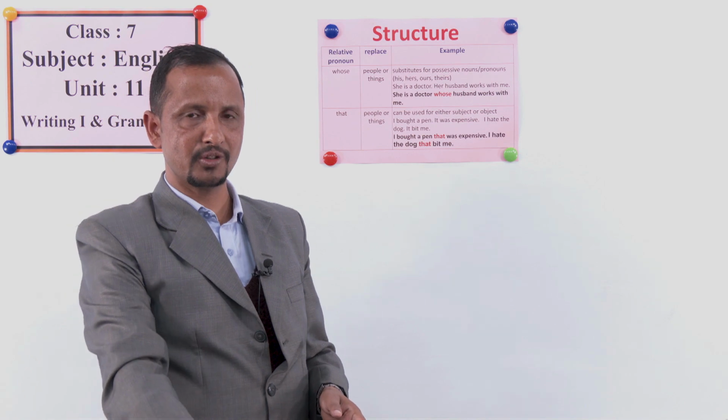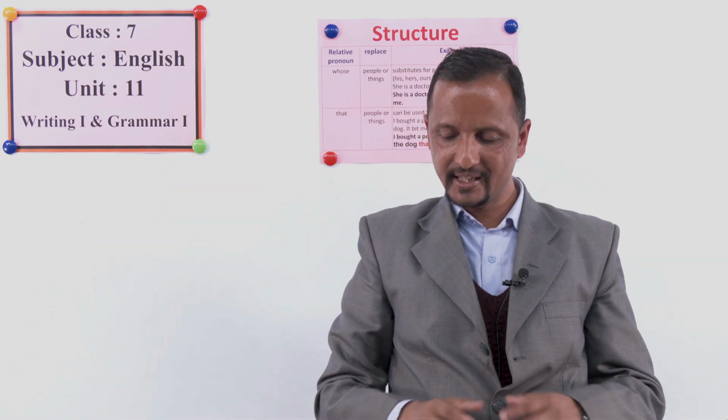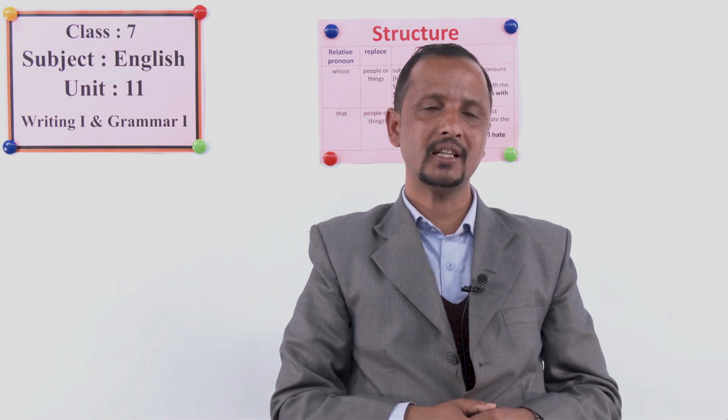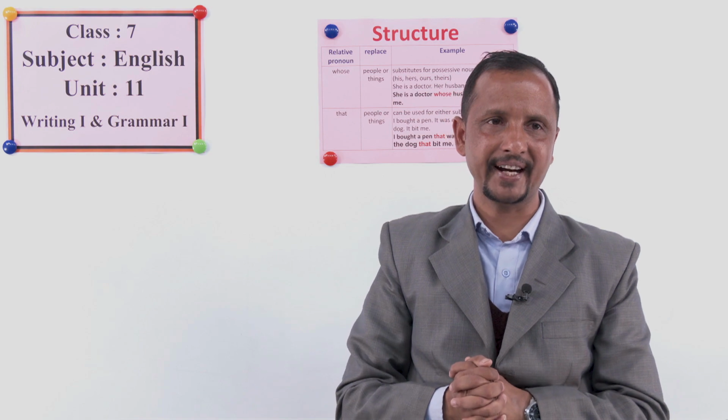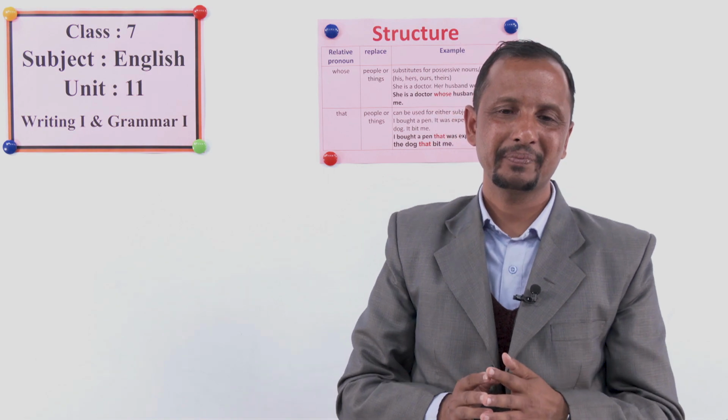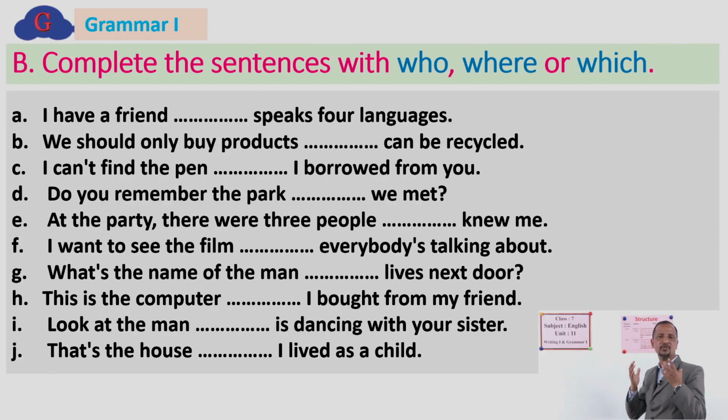Now, dear students, you can go to page number 111. Let's see this grammar activity B. Complete the sentences with who, where, and which. We have just discussed it, with the examples over here. I think, dear students, you got it. Now what would it be? Let's guess. I have a friend speaks four languages. Which, who, where, what?